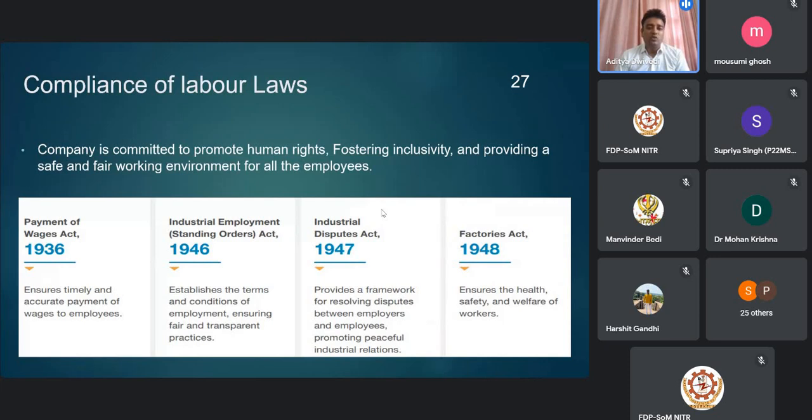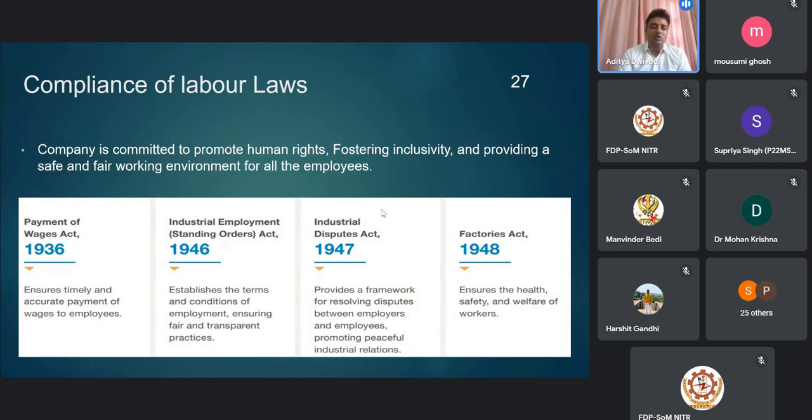Now, compliance to labor laws. The company is committed to promoting human rights, fostering inclusivity, and providing a safe and fair working environment for all employees. There are certain labor laws we need to follow as labor compliance, and yearly we submit the returns for all the labor laws. Payment of wages, there is no concern because payments are monitored through NCWA, the National Coal Wage Agreement. So there is no discrepancy in that.